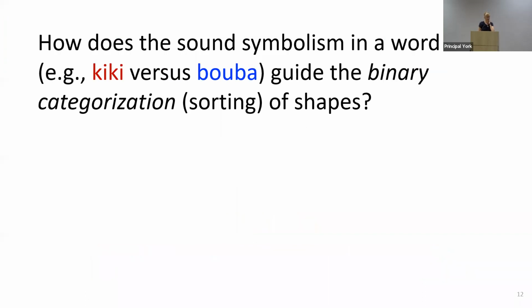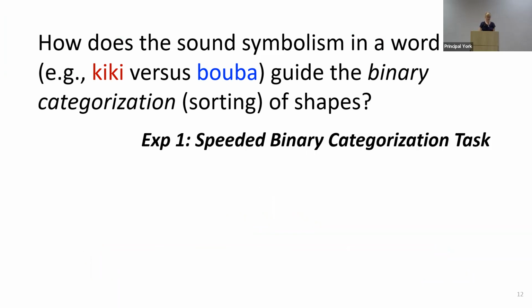So in our work, in order to better understand the role that sound symbolism is playing or not playing, or what its extent is, we wanted to think more carefully about these different types of tasks. We're going to ask, how does the sound symbolism in a word, like Kiki versus Boba, guide the binary categorization or sorting of shapes? And we'll do this in the first experiment using a speeded binary categorization task. This binary sorting is a task that has traditionally been used in a lot of the sound symbolic work.